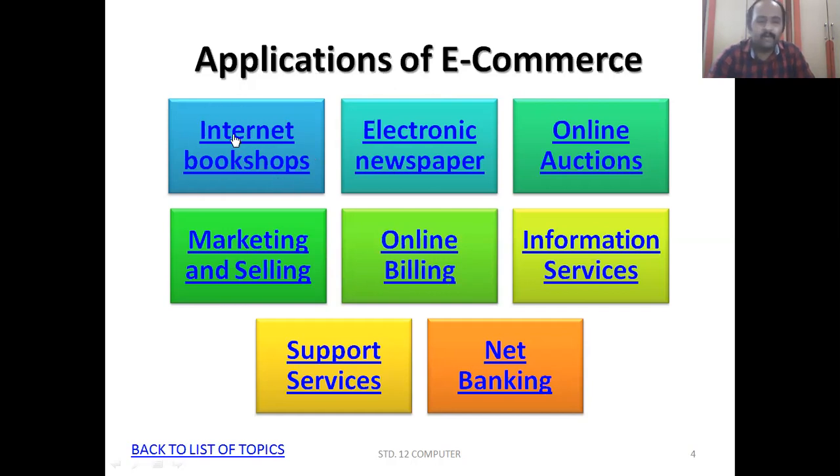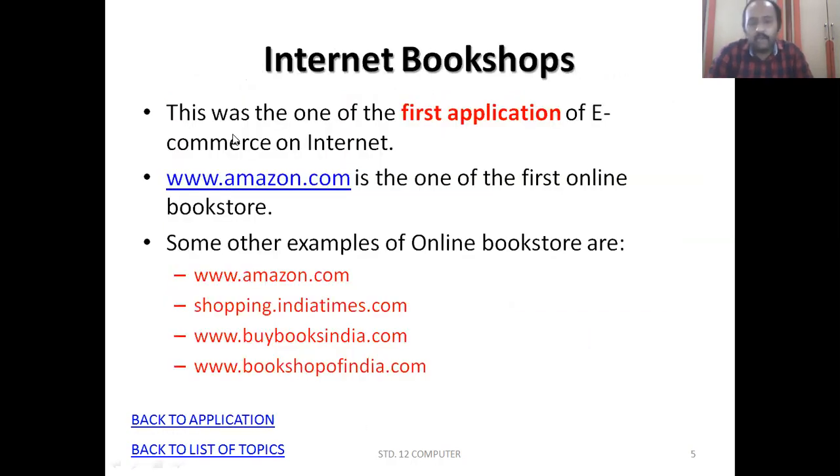See, now the question arises, why only bookshop? जबकि हम जानते हैं कि ई कॉमर्स के थ्रू ऑलमोस्ट सभी प्रोडक्ट की सेलिंग होती है, तो फिर ओनली बुक शॉप क्यों? तो इसके पीछे एक हिस्टोरिकल रीजन है, और वो रीजन ये है कि दिस वाज द वन ऑफ द फर्स्ट एप्लीकेशन ऑफ ई कॉमर्स ऑन इंटरनेट, राइट? दिस इज आईएमपी फॉर एमसीक्यूज.